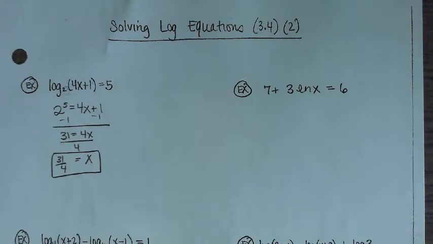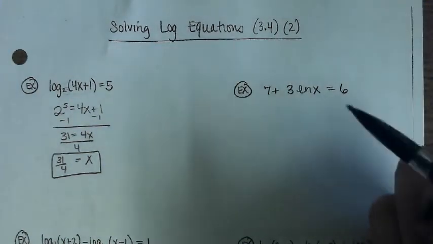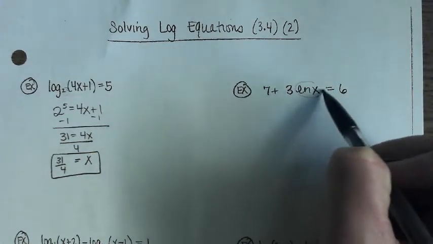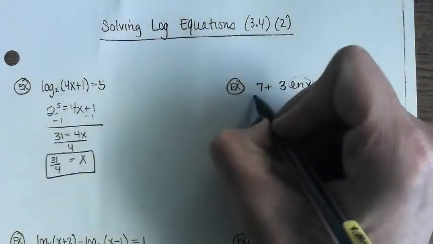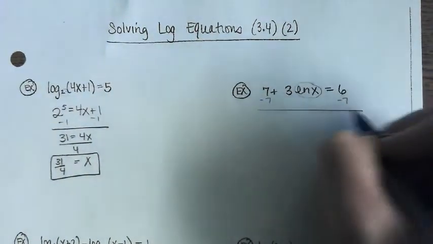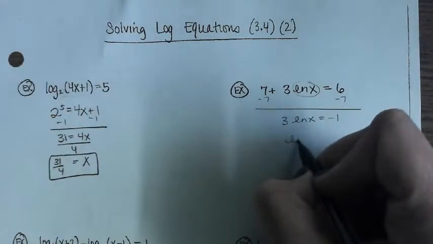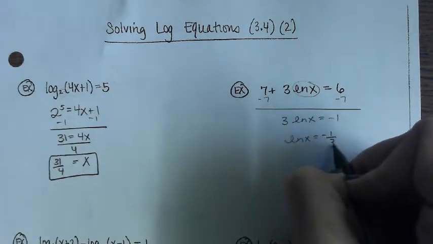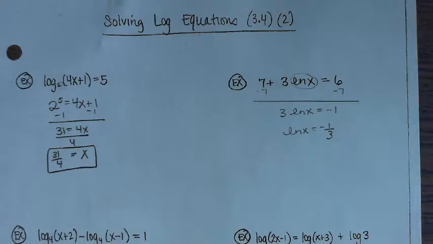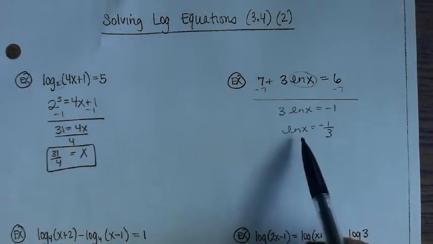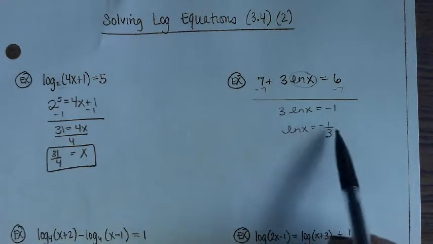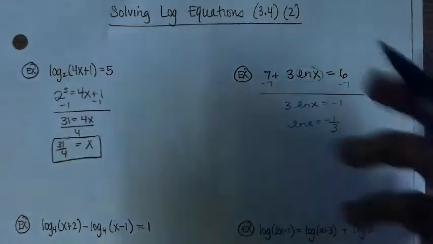Okay? On a second example, same thing, except we have to isolate. You always isolate the logs first. So subtract your 7 over. Divide by 3. And then again, translate. What is the base of the ln? E. So it would be the base of E raised to the other side equals x.